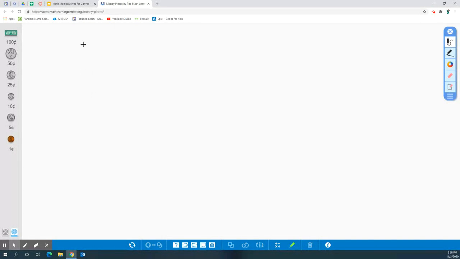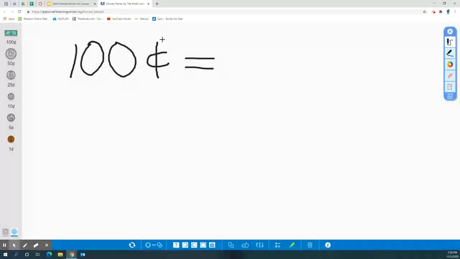So I just showed you 100 cents, right? So 100 pennies is also known as 100 cents, okay? But if you have 100 cents, then you also have $1. So instead of writing it with a cent sign in cent notation, you can also write it in what we call dollar notation.